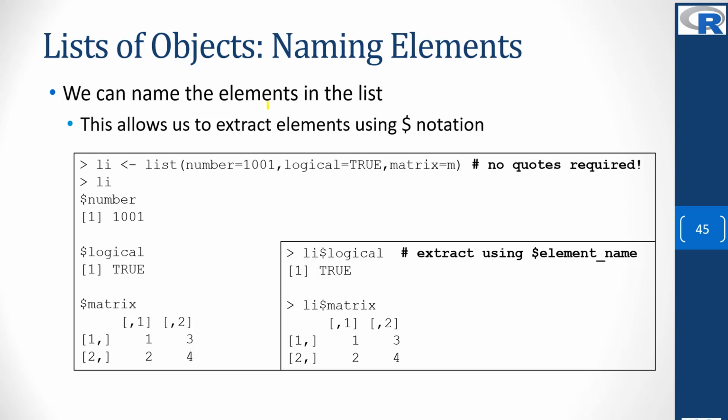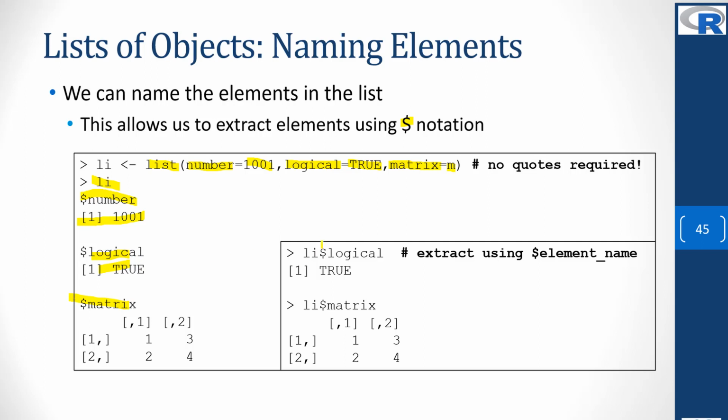We can name these elements because a lot of times we'll want to extract them. We'll use the $ notation here to extract the elements from the list. Here we are creating a list with values of 1001 and applying the name number to that value. We're adding a logical value true to this list and applying the name logical to that value. And then we have a matrix, assuming we've predefined that, and we're saying give that the name matrix. When we display the value of the list, you can see that it shows us the names of those elements along with the associated values. Here's number, here's logical, and here's matrix.